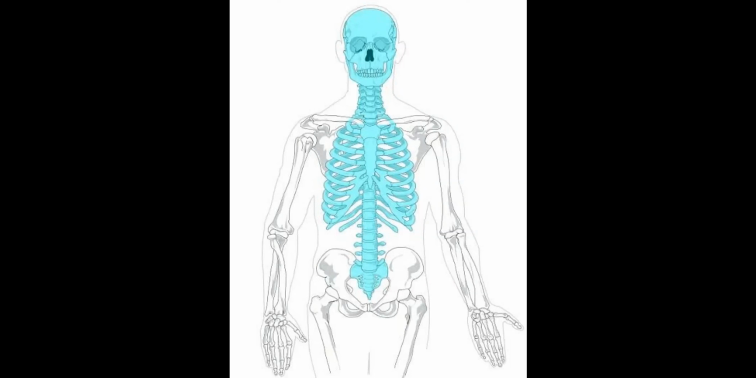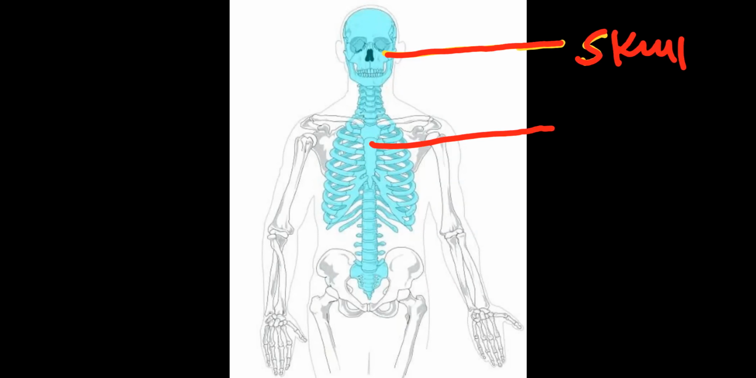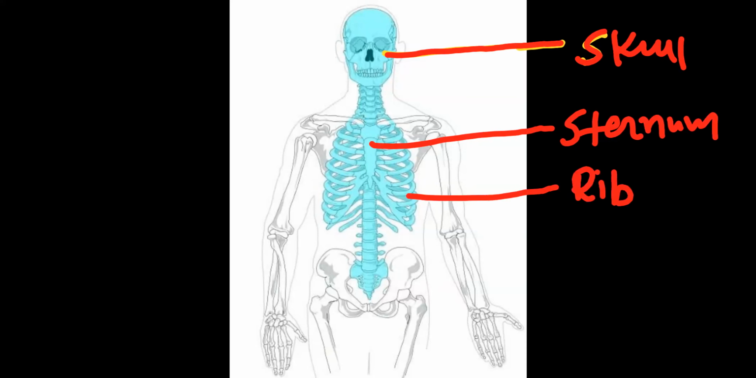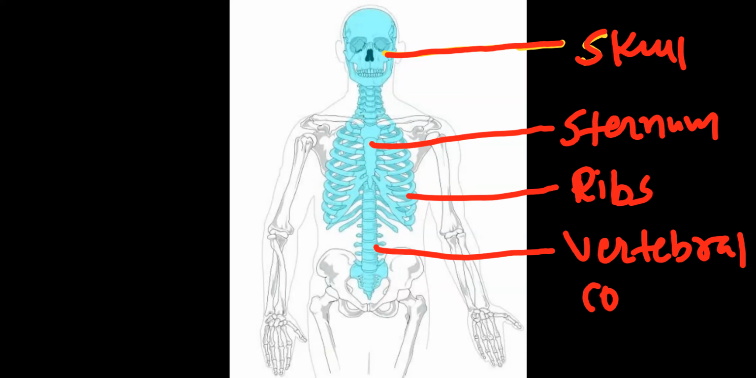Now, these bones which are present in the central axis of the body constitute what is termed the axial skeleton, in which the following components are included: the skull, then a bone in the rib cage called the sternum, the ribs, and the vertebral column.